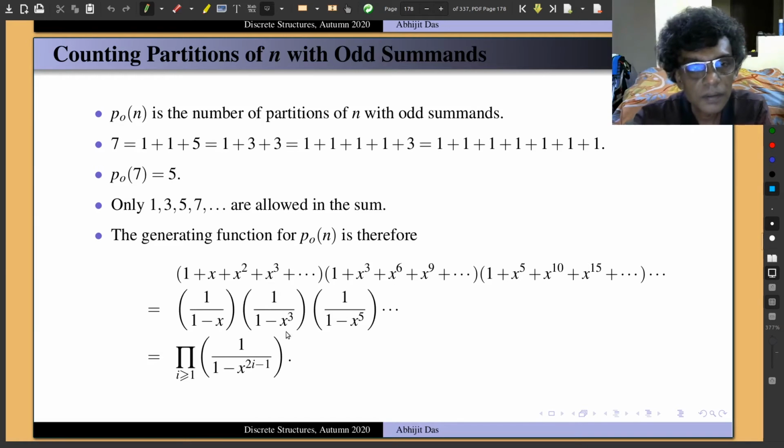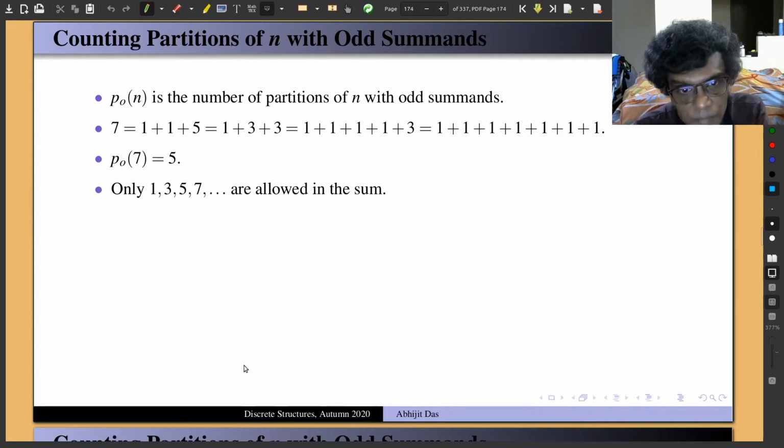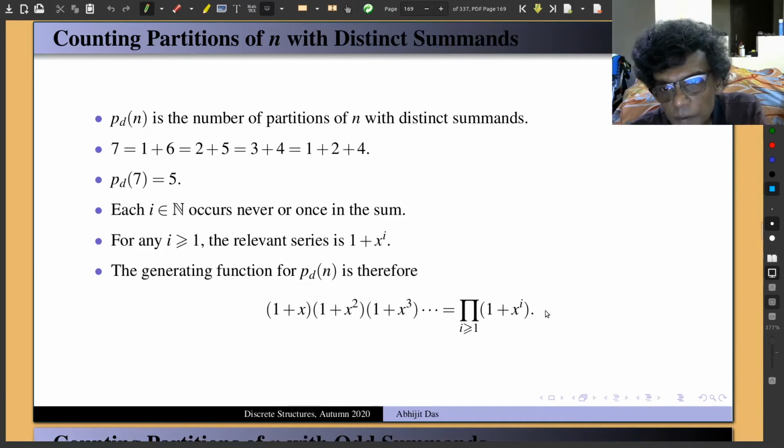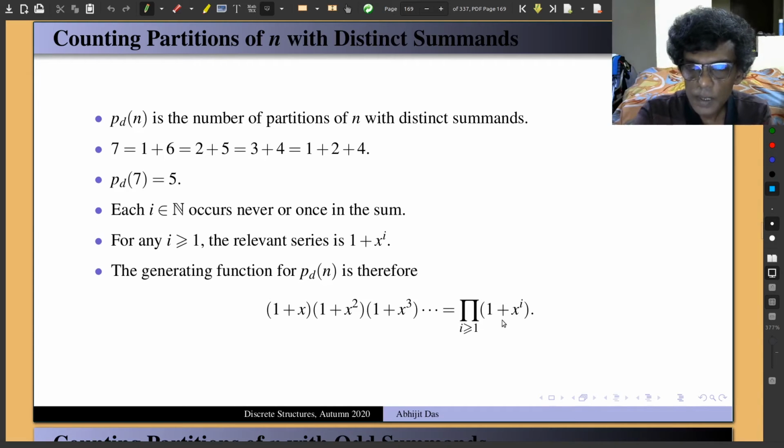So now, let us look at this thing that PD7 is 5, PO7 is also 5. In fact, we will show that this generating function and this generating function are essentially the same. And therefore, they will generate the same sequence. In particular, PD of n will be equal to PO of n for all values of n. Okay, so why are these two apparently different looking generating functions the same? For that, I will write this 1 plus x power i as 1 minus x power 2i over 1 minus x power i.